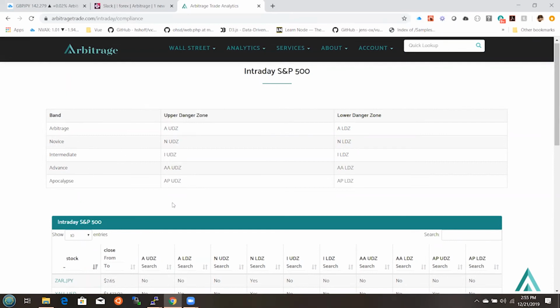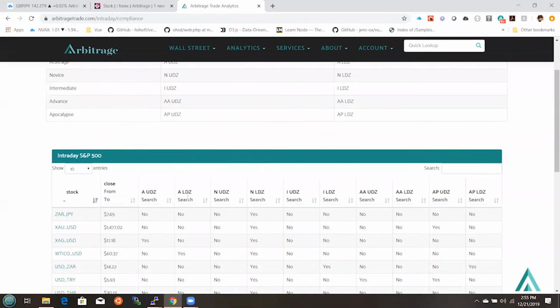With that being said, these yes and no's are saying, okay, is my black line in this lower danger zone? Is my black line in this lower danger zone? So on the smallest band, am I in the lower danger zone? And the biggest band, am I in the lower danger zone?